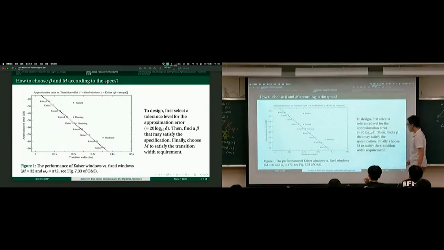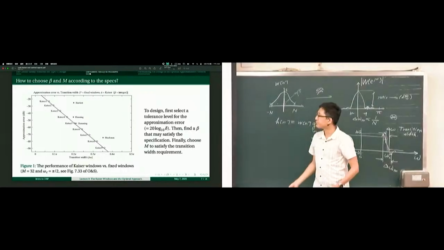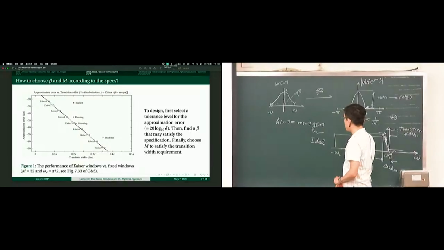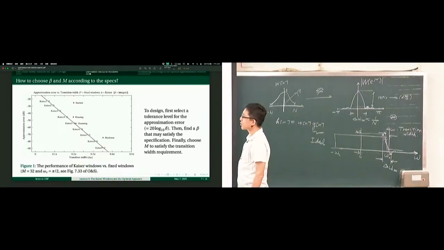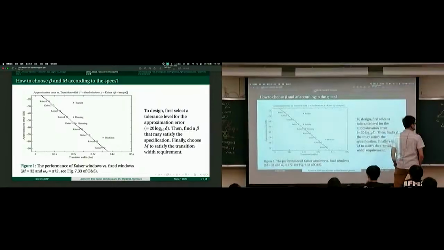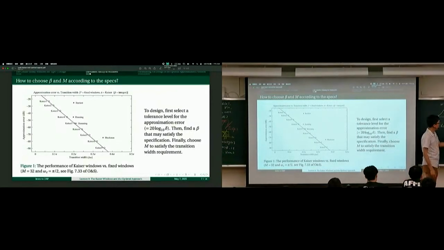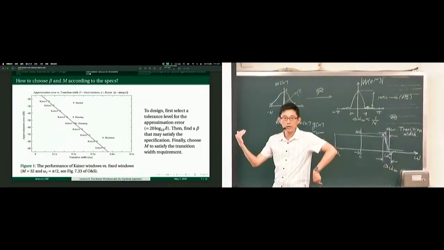But after that, you still need to choose the window length. This job is actually easier. Window length: basically, we've noticed that the transition width is inversely proportional to the window length. Transition width is inversely proportional to the main lobe width, which is, anyway, transition width right here is inversely proportional to the length of your filter.